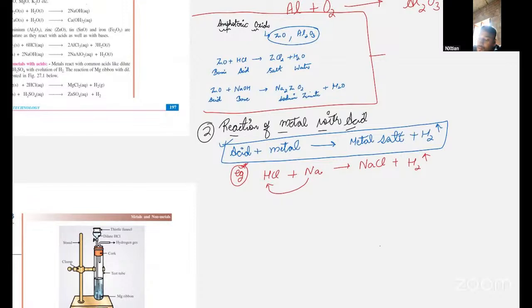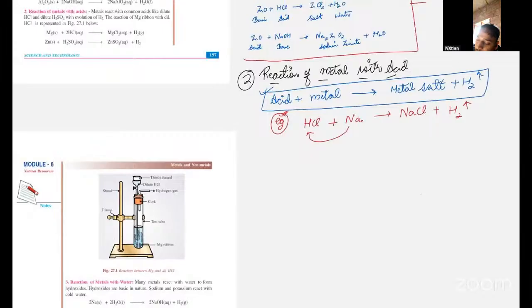Okay, got it? Any metal I can take. If I take H2SO4, which is also an acid, H2SO4 plus zinc, Zn. What will happen? Zinc will substitute the H2, so it will become ZnSO4, and H2 gas will be released.